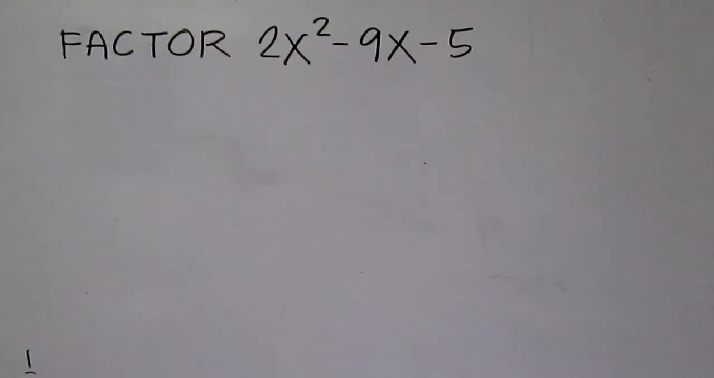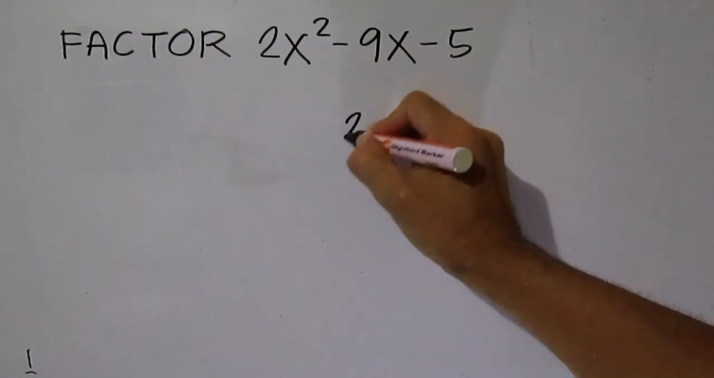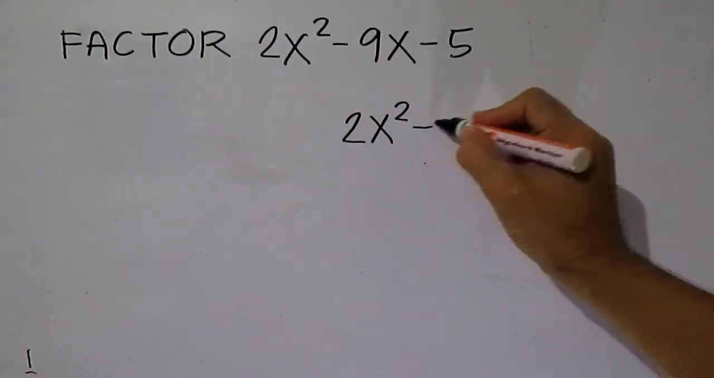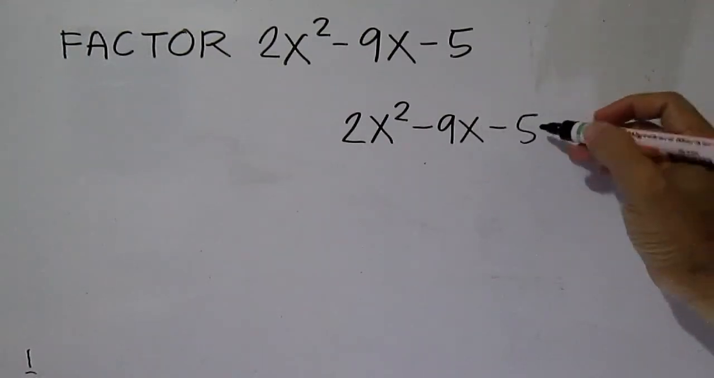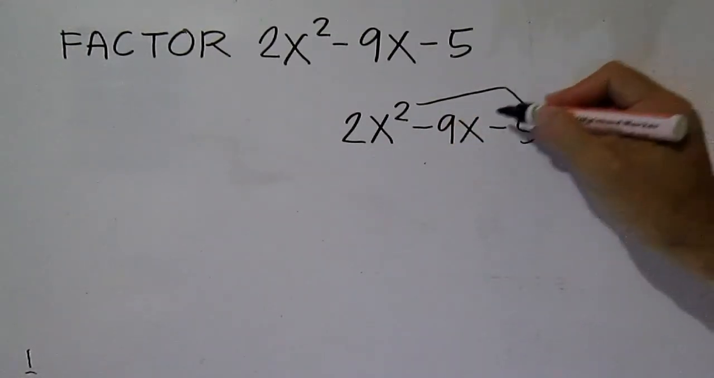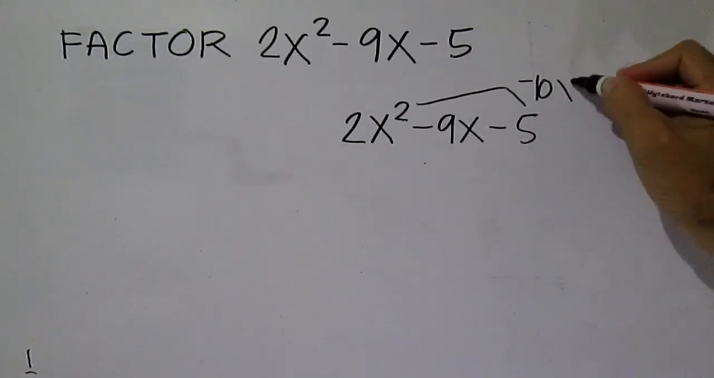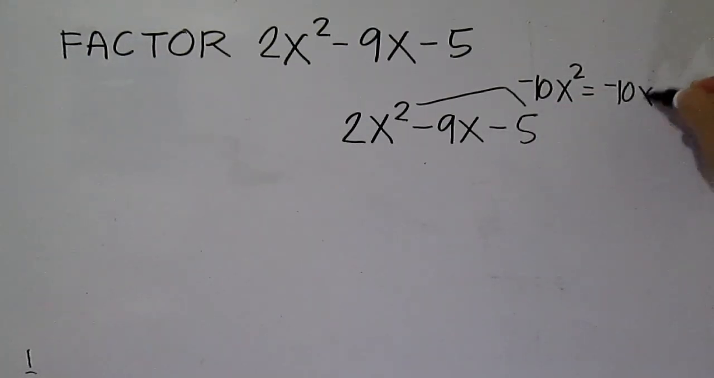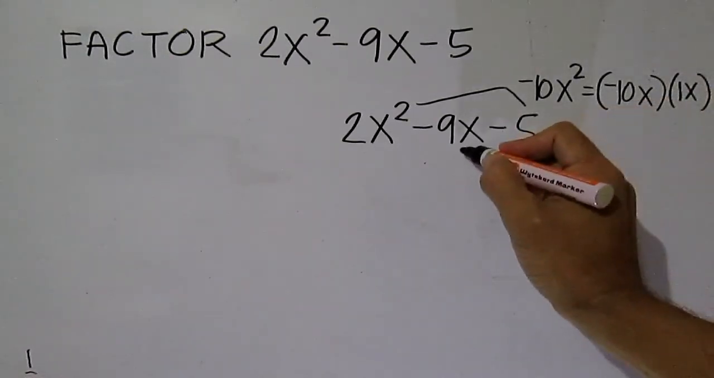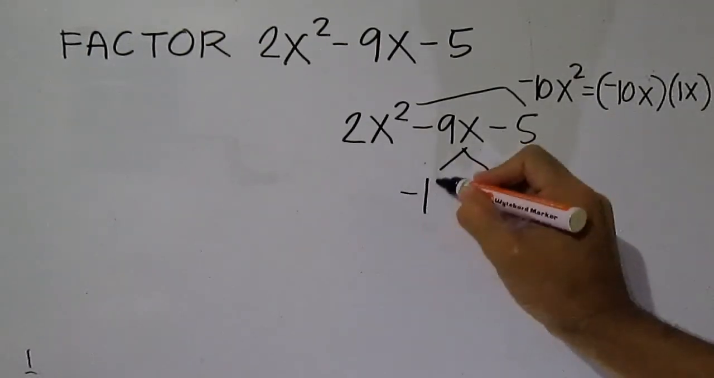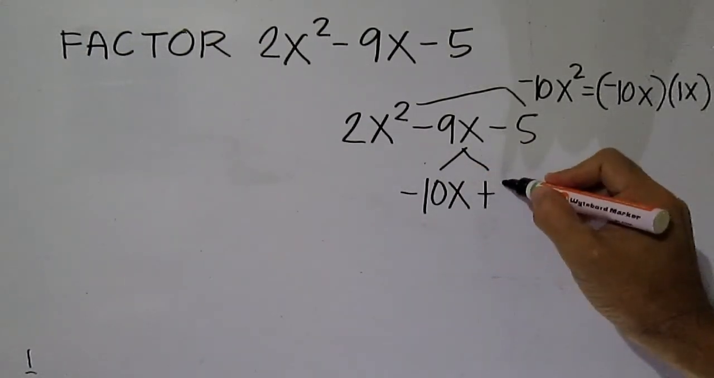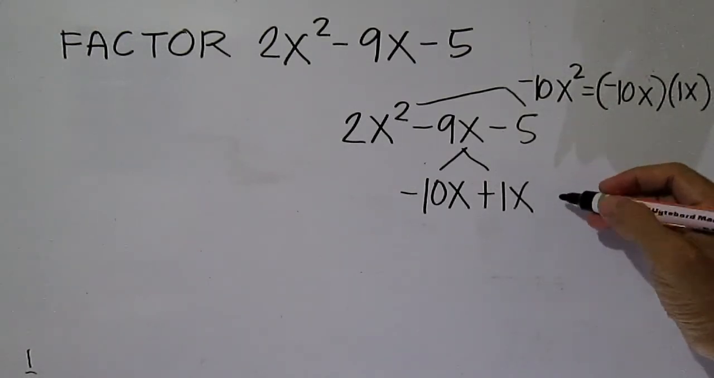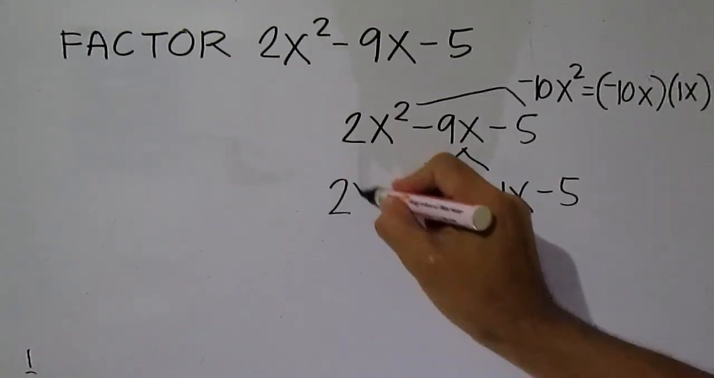Factor 2x squared minus 9x minus 5. To factor 2x squared minus 9x minus 5, find the product of 2x squared and negative 5. You have negative 10x squared. Then find two factors that will give you a product of negative 10x squared and a sum of negative 9x. You have negative 10x and 1x. Then split negative 9x using the factors negative 10x plus 1x. Copy negative 5 and 2x squared.